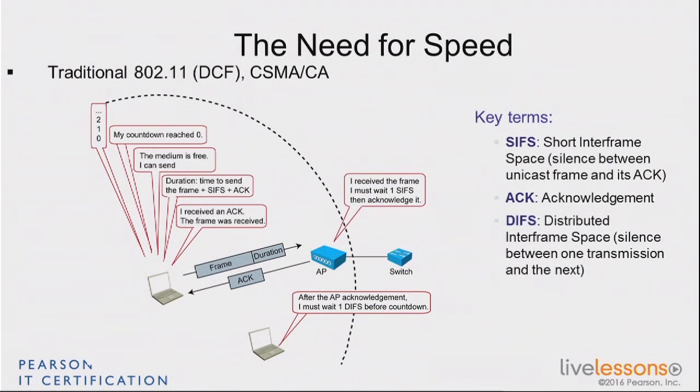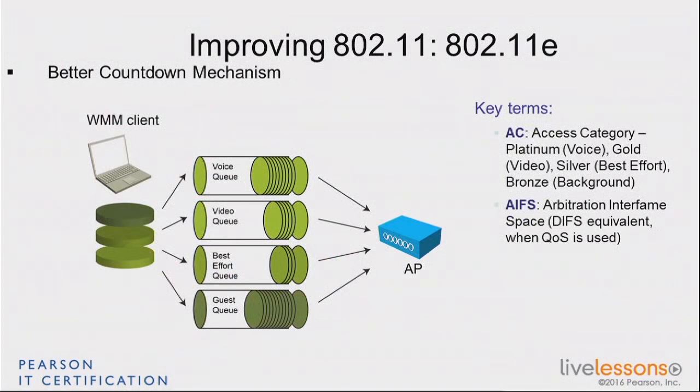If the acknowledgement is successfully received and you don't need to retry, etc., then there is this time, this DIFS, that the other stations wait before they pick up the random timer and start counting. But you see, the SIFS is here to make sure that the ACK will get to you always before anybody else sends. SIFS, acknowledgement, DIFS, you need to know them all. This is in traditional 802.11.